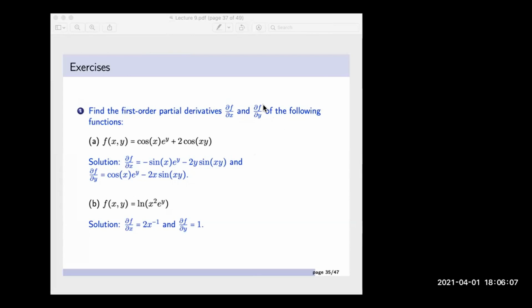I hope that you can understand, because multi-variable calculus requires a lot of computation, a lot of practice, in fact.